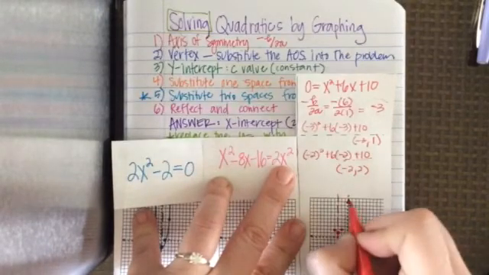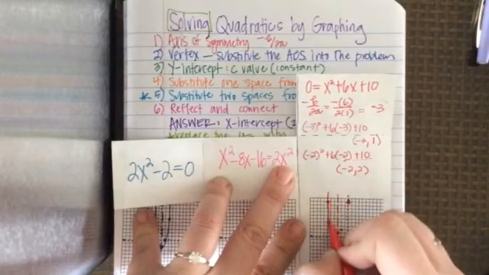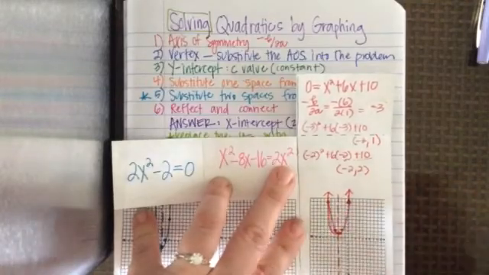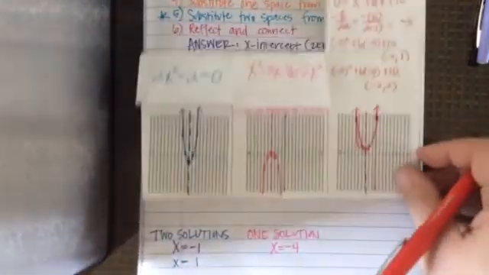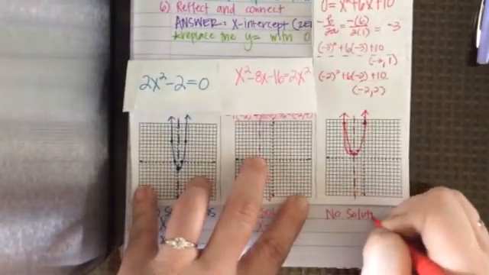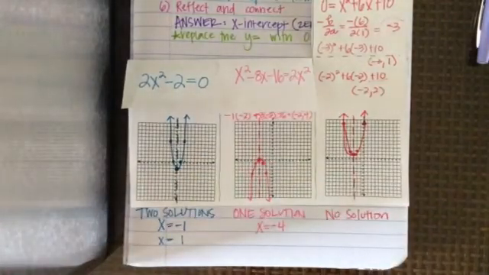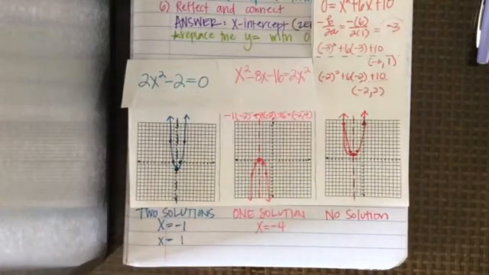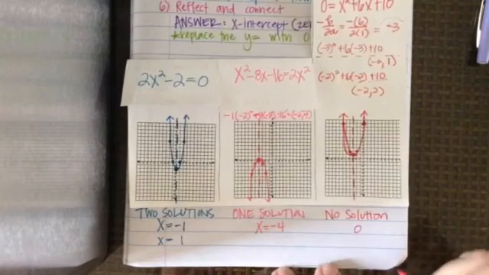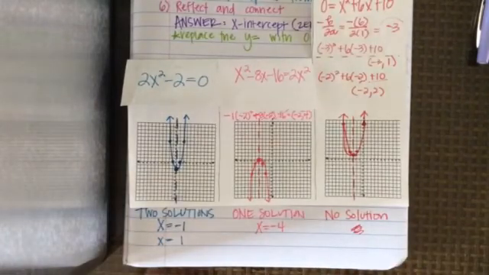I'm going to reflect and connect. Oops, that was a terrible drawing. There we go. So this guy has no solution. Do not put x equals 0. If you put x equals 0 or the number 0, that means that the number 0 is a solution. You cannot say 0 for this. It must be no solution.